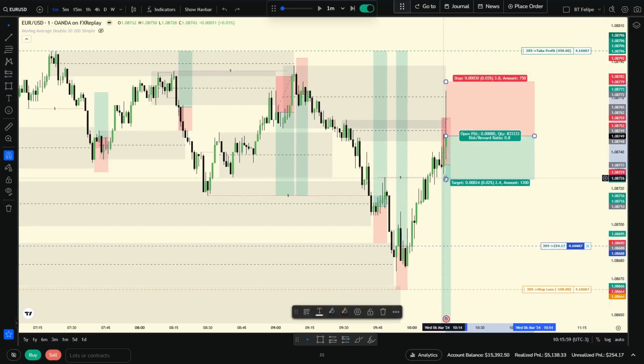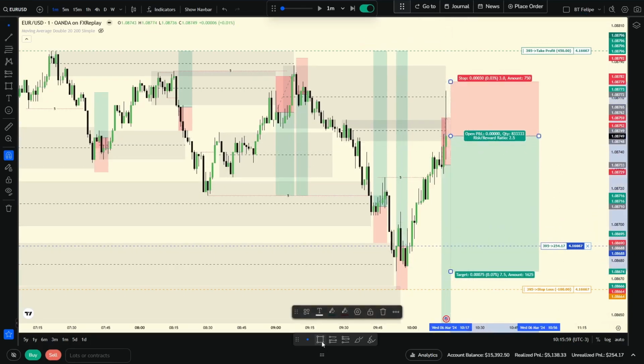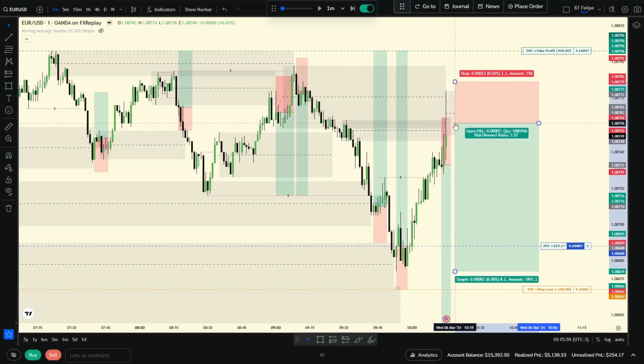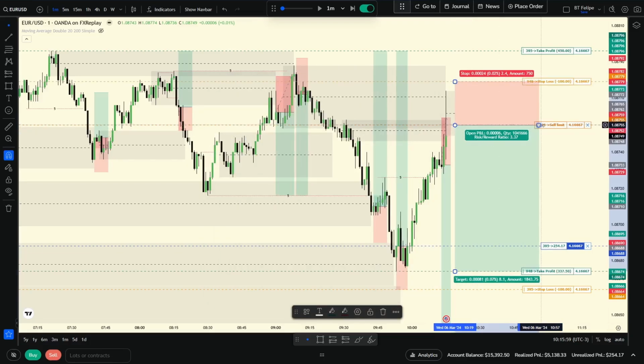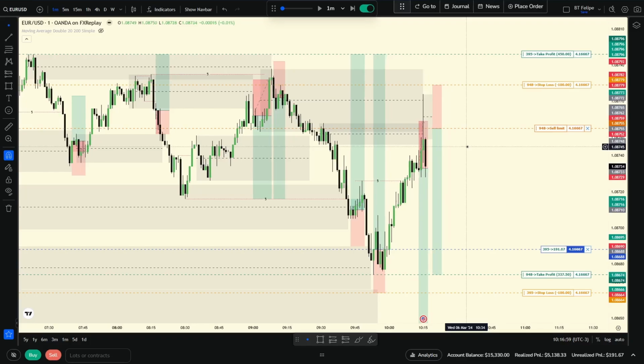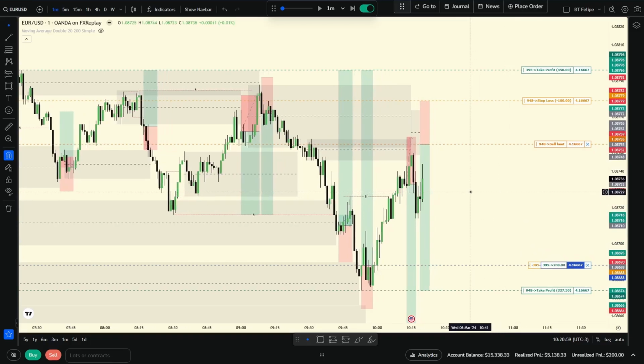Oops. Maybe the 50% of this wick, just to get a better entry. I don't need to go exactly the 50%, but something like this. Yeah. This looks better. Let's see. Oh shit. I put this in break even, just in case. Yeah, I have a better feeling about this.